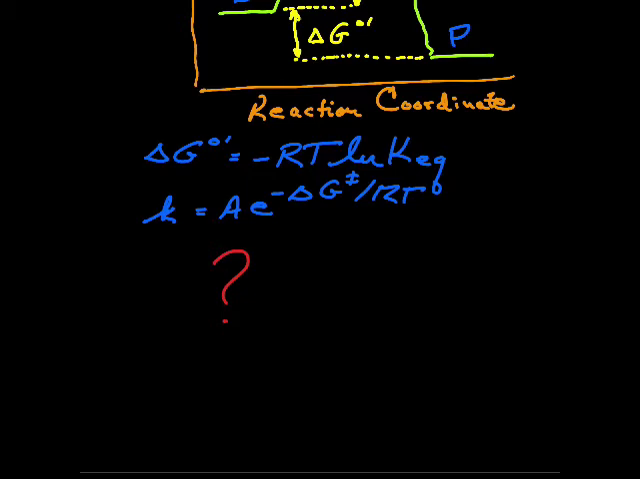It's worth looking at these two equations and realizing that there is a similarity of form here. Both equations contain a delta G of some sort. Both of them include the constant R and the temperature T, and one contains an equilibrium constant, whereas the other contains a rate constant. What's the relationship of these two to each other mathematically?